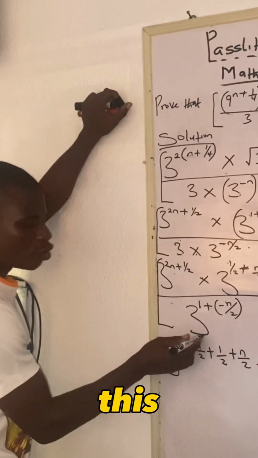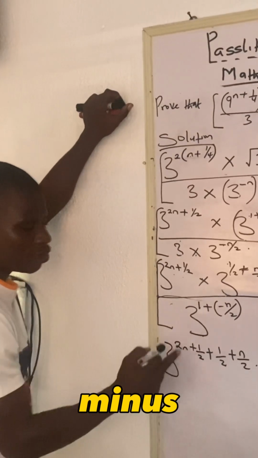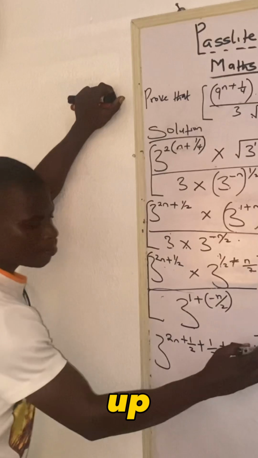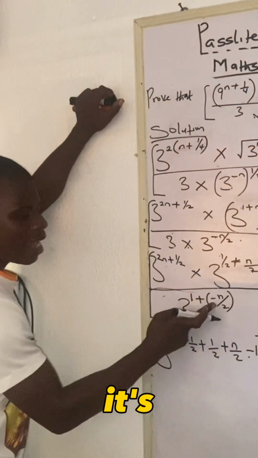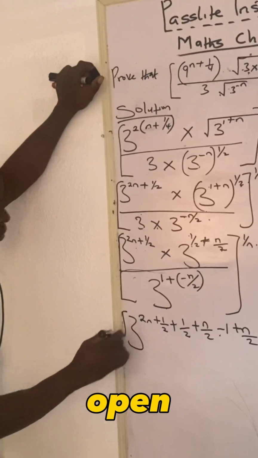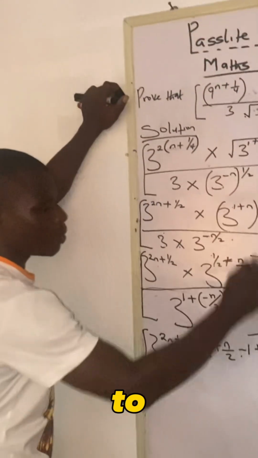It's very easy. This one is also 3. This is division. Division turns to minus. 1 is going up, minus 1. Minus n over 2 is going up, plus n over 2. If it's minus, going up, plus. If it's plus, going up, minus. So let's pick one 3 like that. Open bracket, close bracket, raised to power 1 over n.